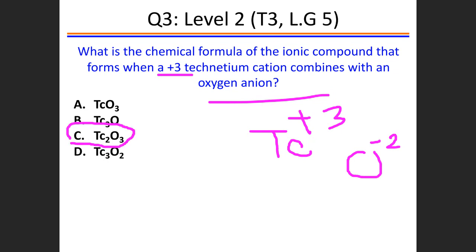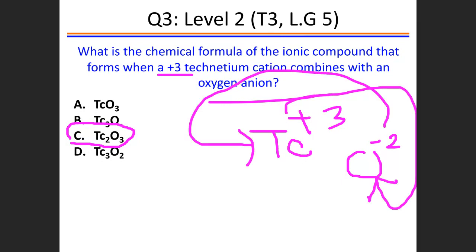As I say, the crisscross is an easy way to write it faster. So the anion charge will come to the cation, and the cation charge will come to the anion as a prefix.